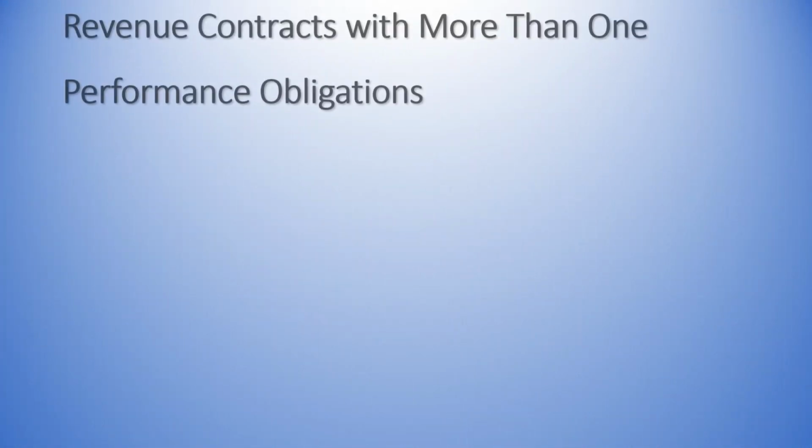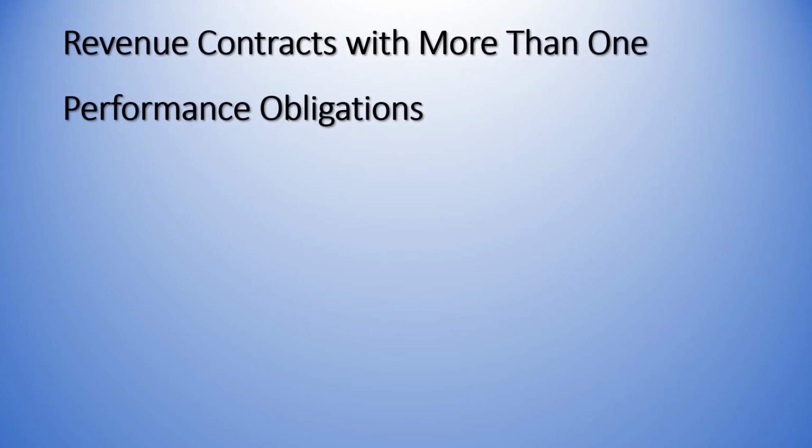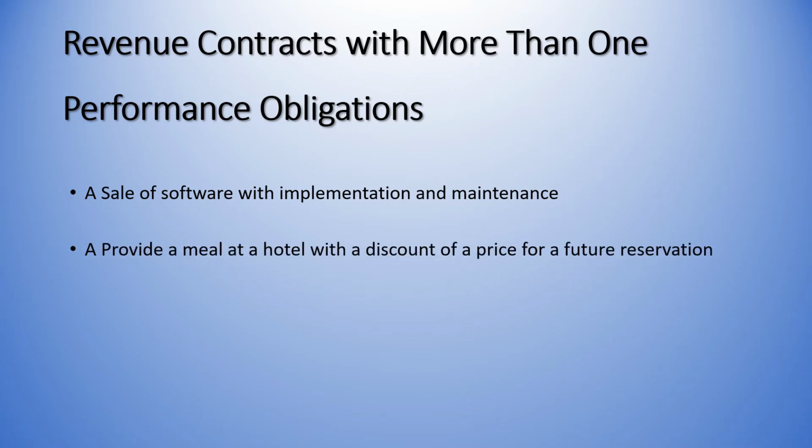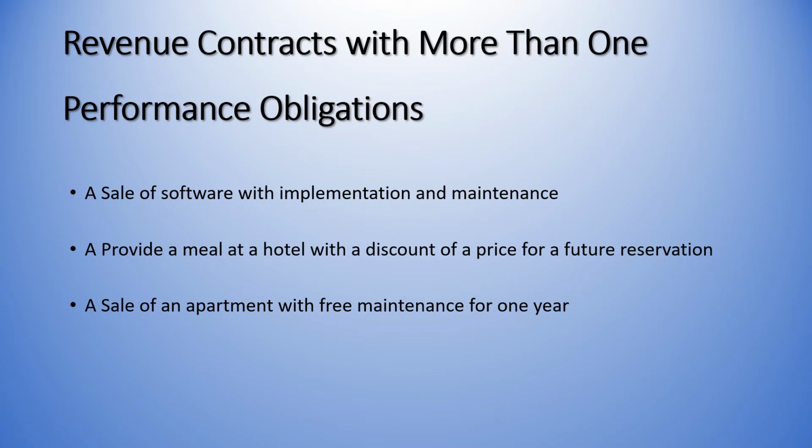However, some revenue contracts contain more than one performance obligation, such as a sale of software with implementation and maintenance, a meal provided at a hotel with a discount on price for future reservations, a sale of an apartment with free maintenance for one year.